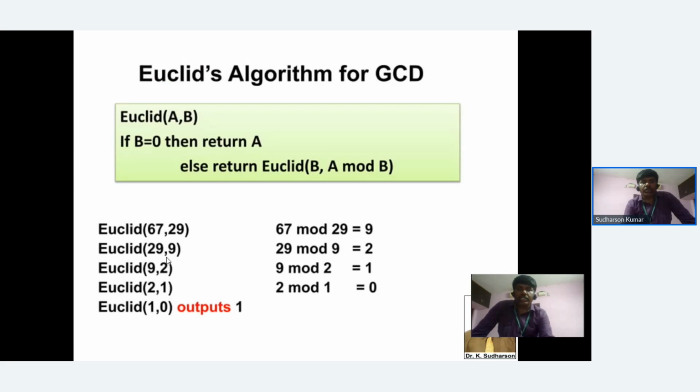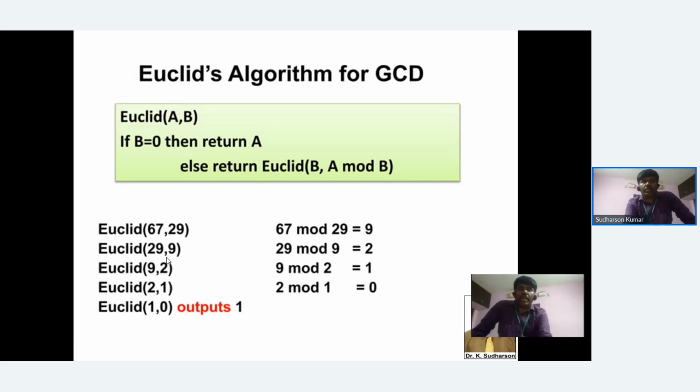So let's see one example you can understand very easily. I'm just taking 67 and 29. First step, you have to find 67 mod 29. We'll get remainder 9. As I said, m becomes n and n becomes the remainder in the second step. That is 29 comma 9. Again, 29 mod 9, remainder 2.